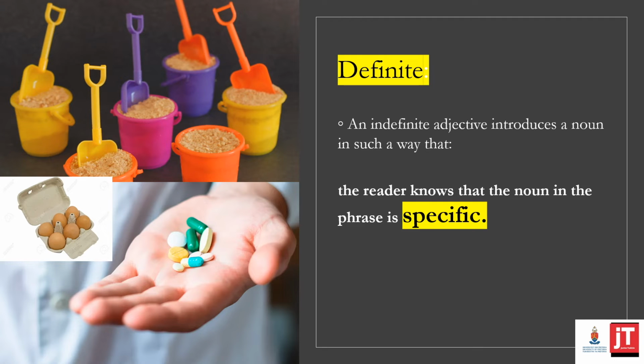So let's take a look at these buckets of sand here. I know for sure there are 1, 2, 3, 4, 5, 6 buckets of sand. There are 5 spades. Do you see how I definitely know that? There's no ifs or buts about it. Let's have a look here. There are half a dozen eggs. A dozen, D-O-Z-E-N, is 12. So 6 is half a dozen eggs.